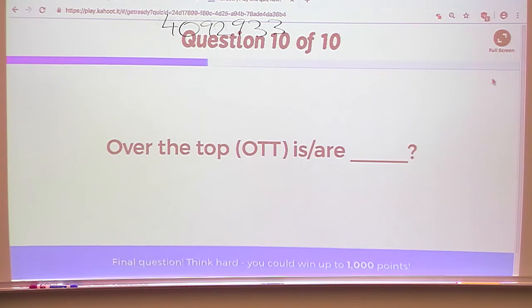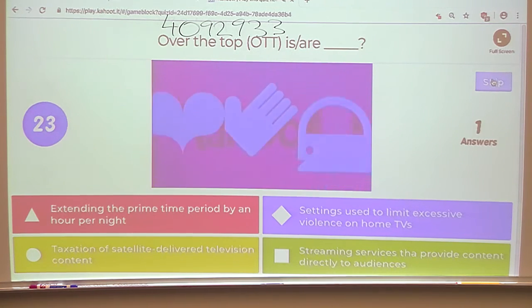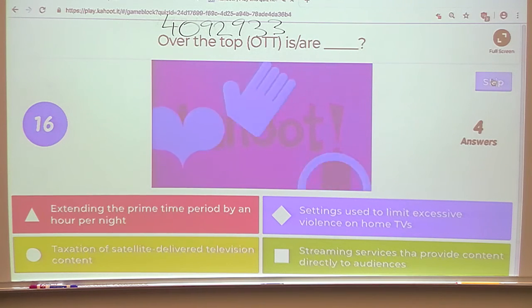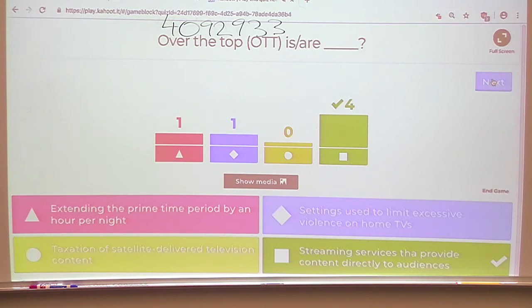Over the top, OTT. So that's a very important concept in broadcasting today. What does OTT do? Which of those describes OTT? Is it extending the prime time period? Taxation of satellite delivered television content? Or is OTT settings used to limit excessive violence? Or is it streaming services that provide content directly to audiences? OTT refers to... 4 people got it right.